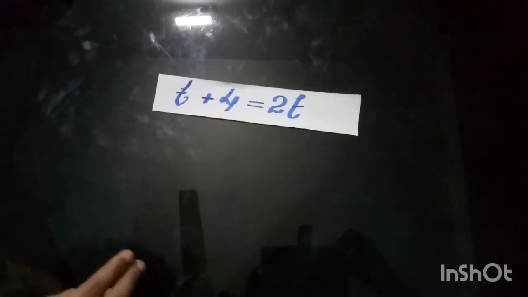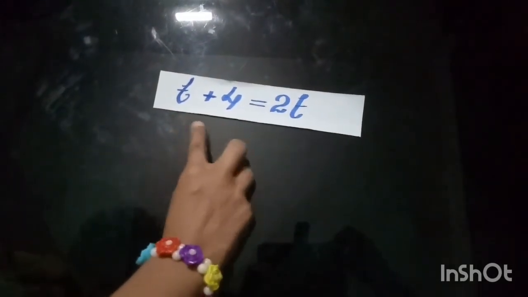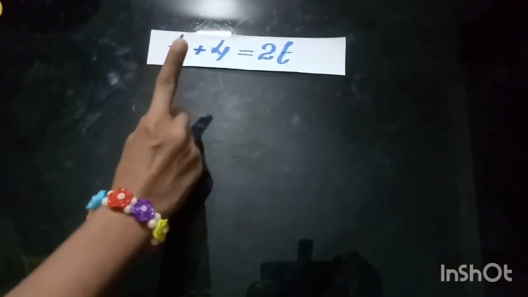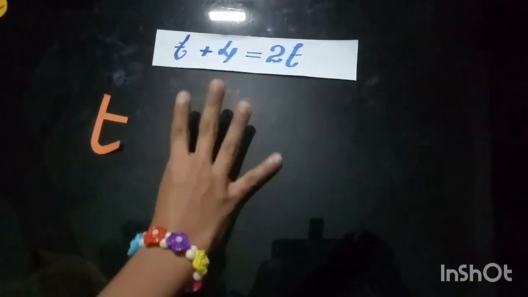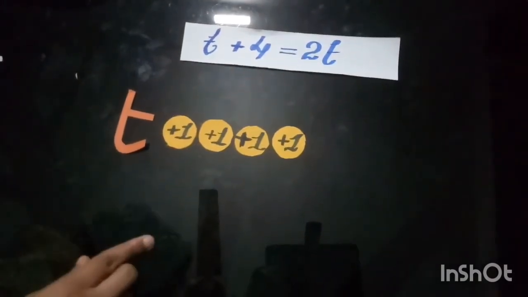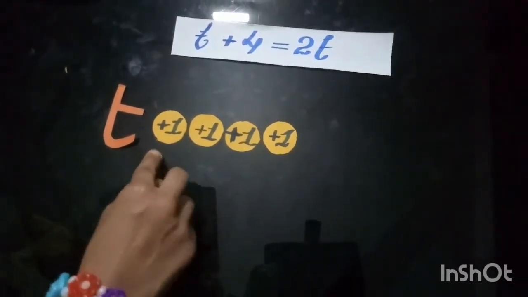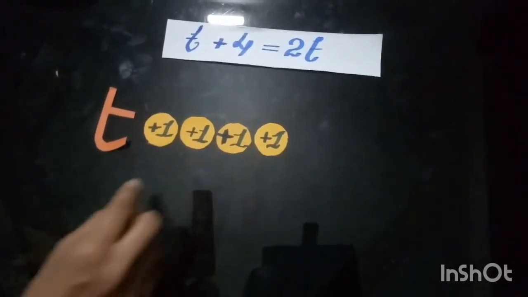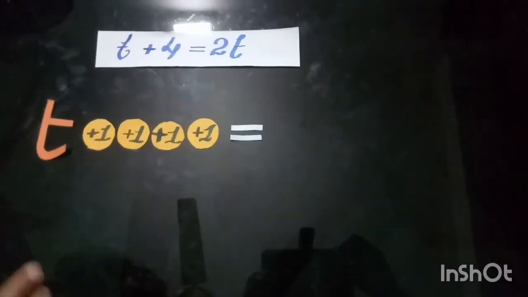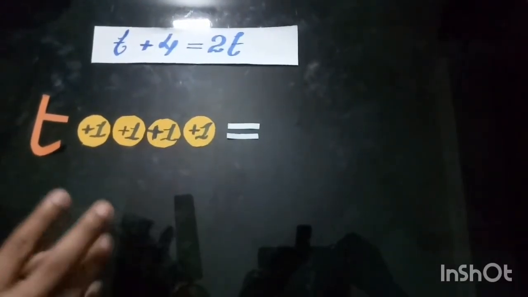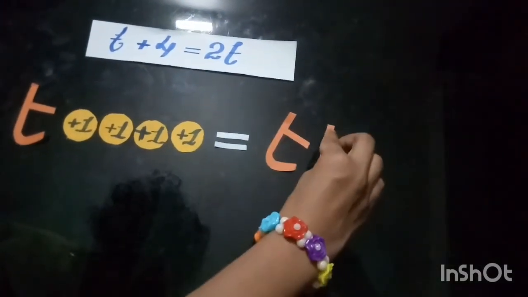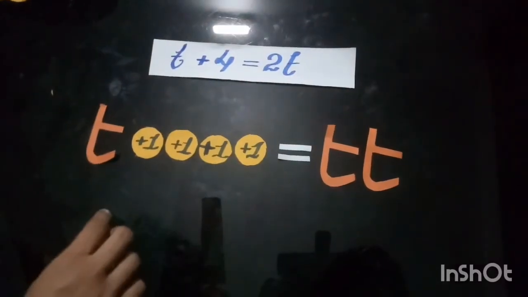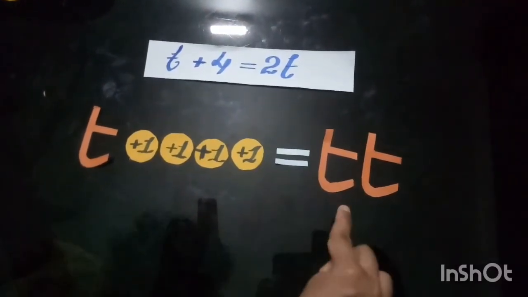So now let us represent the second equation, t plus 4 is equal to 2t. For this equation, let us take 1t. Now 4 can be represented by taking 4 plus 1s. Now the equation becomes t plus 1 plus 1 plus 1 plus 1, which is equal to t plus 4, which is equal to 2t. Now let me take 2t's. Now the equation is t plus 4 is equal to 2t.